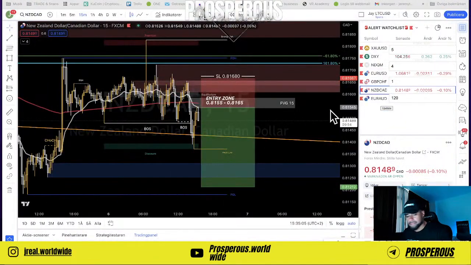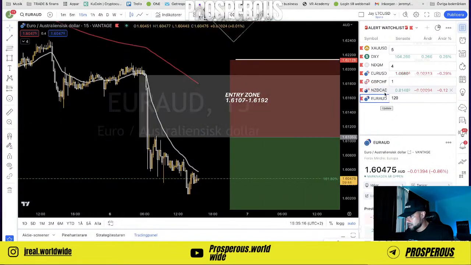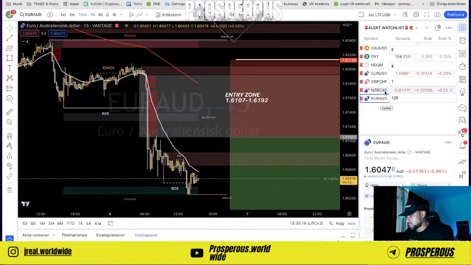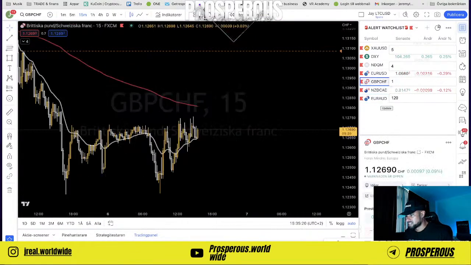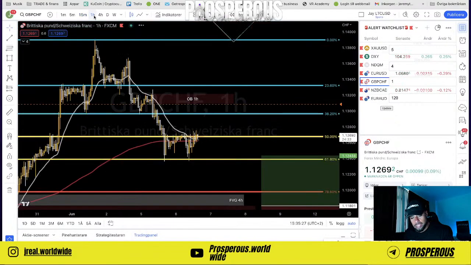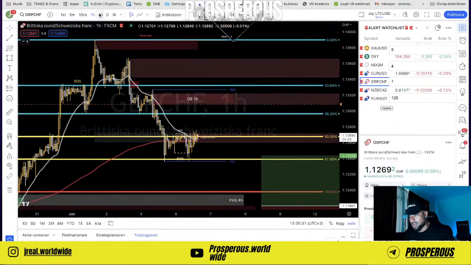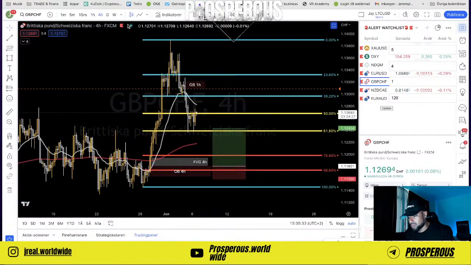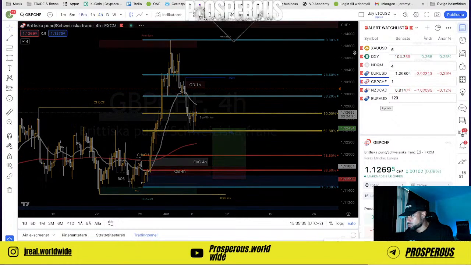All right. Well, it's running in the right direction at least. And this one is done. NZD CAD, Euro CAD. Now this one has nothing happening there. Let's look at GBP CHF. This is also a trade I was looking at, and this one is actually okay. So this one needs to drop a lot more before anything will happen here. Yeah, this is more of a swing trade, long-term trade.